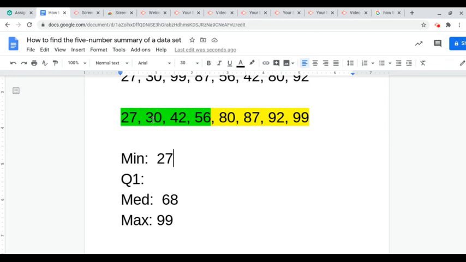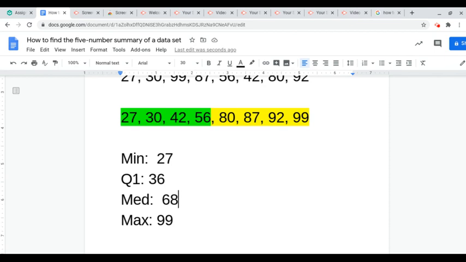Again, we're going to notice that there are 2 values in the middle, so 30 and 42. We're just going to find the average of those 2 values to get the Q1. So 30 plus 42, and then divided by 2. When we do 30 plus 42, we get 72. And 72 divided by 2 will give us 36. So 36 is going to be the Q1, or the 25th percentile. So what does that tell us? That tells us that 25% of students in the class scored less than or equal to a 36 on the test.